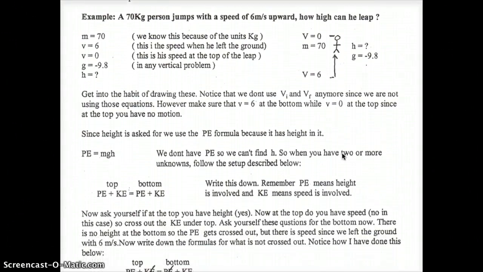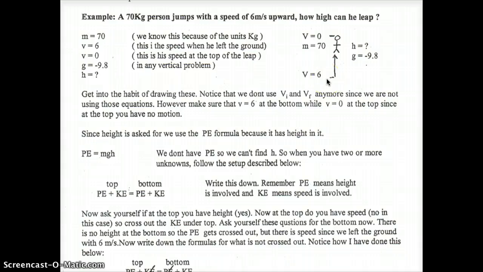Since height is asked for, we are going to use the potential energy formula. You need to remember that potential energy is equal to mass times gravitational acceleration times the height. But we don't have potential energy, so we can't find the height. So when we have two or more unknowns, we're going to use this formula right here. Basically, this is going to solve for your top, and this is going to solve for your bottom. So this is at the top, or the apex of his jump, and this is at the bottom, basically right down here. So we're going to write this out.